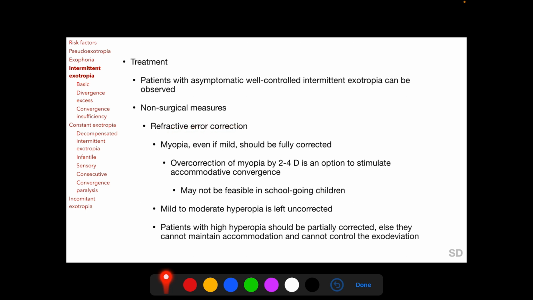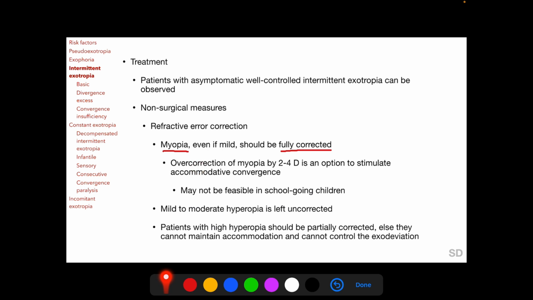Refractive error correction is an important non-surgical treatment measure for intermittent exotropia. In patients with intermittent exotropia and having myopia, even if the myopic refractive error is mild, the myopic refractive error should be fully corrected. This is because making a myopic patient emmetropic for distance will make the patient induce accommodation for targets nearer than the standard 6 meters, and along with this accommodation, accommodative convergence will also be induced, which will help control the exodeviation of IXT.